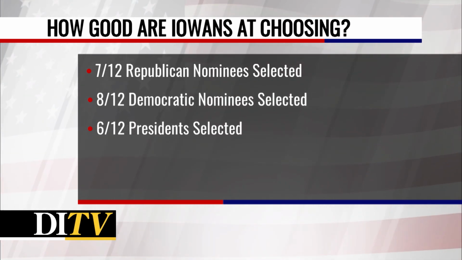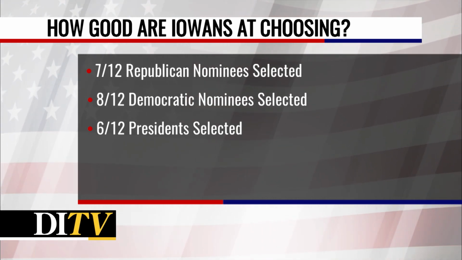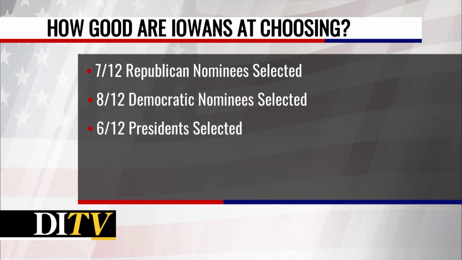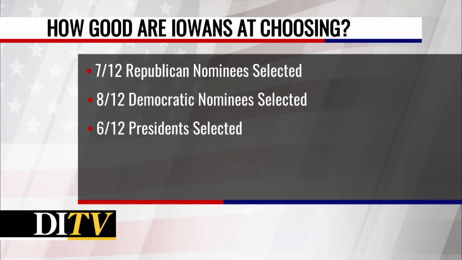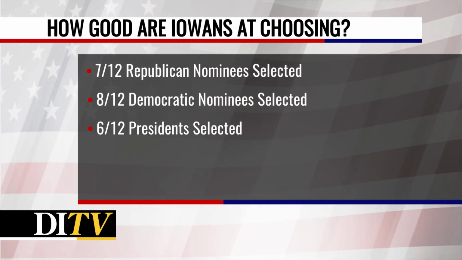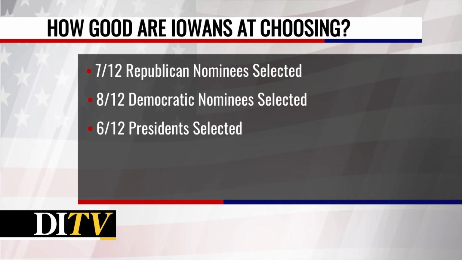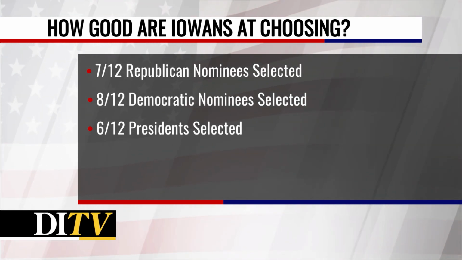Since the 1976 election, Iowa has been good at picking the eventual party candidate. 7 out of the 12 Republican candidates who ended up winning the party's nomination topped the Iowa caucus. Democrats got an extra, as Iowa voters favored the eventual nominee 8 out of 12 times for the Democrats. Overall, 6 presidential winners topped Iowa's caucus and would win the presidency.